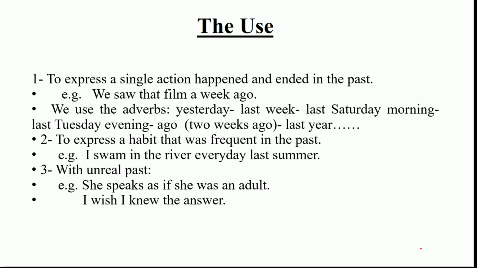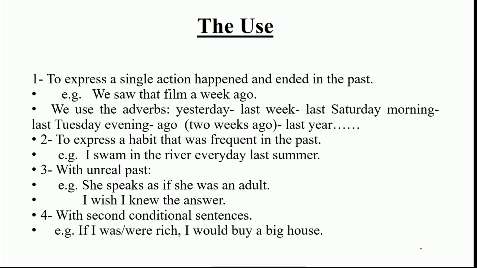With the unreal past, he speaks as if she was an adult. It's with wish and conditional. I wish I knew the answer. With second conditional sentences, if I was or if I were rich, I would buy a big house.